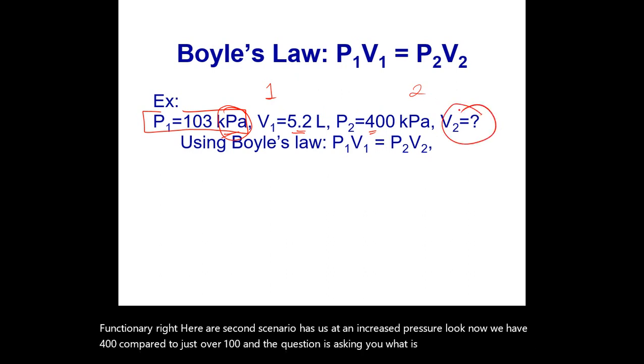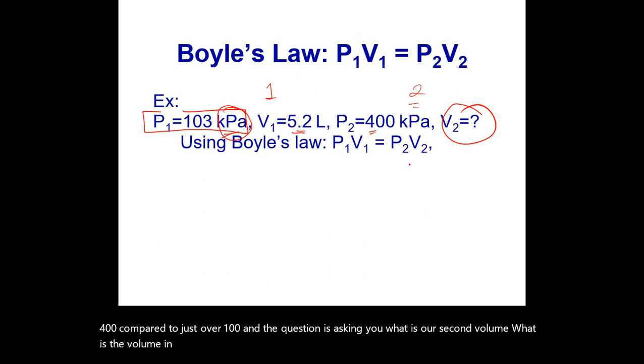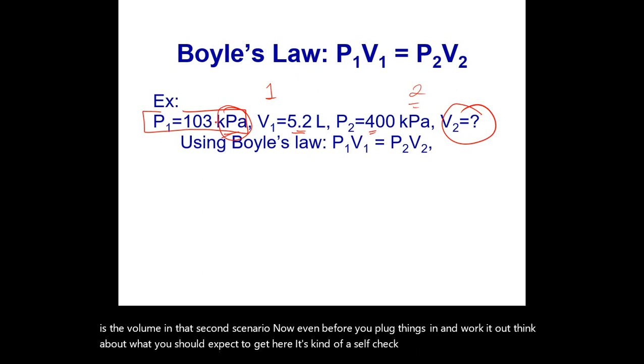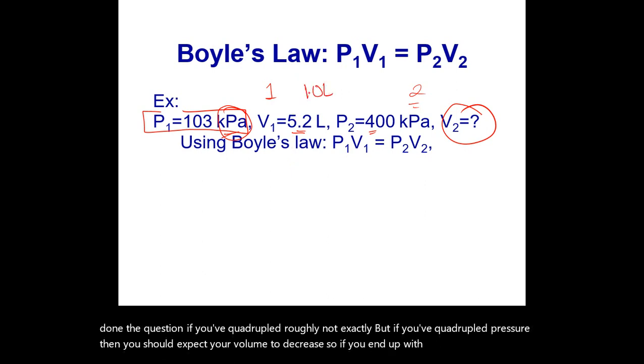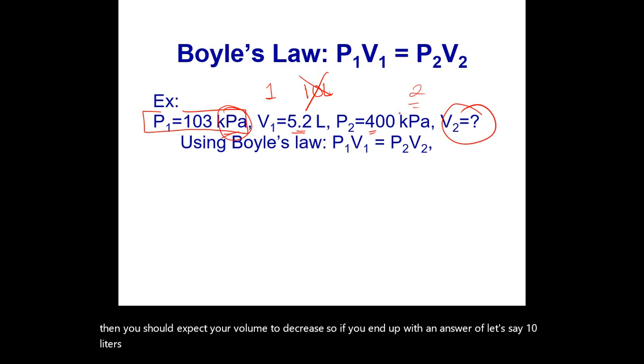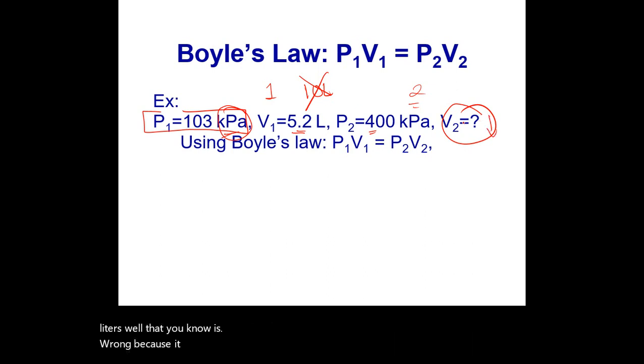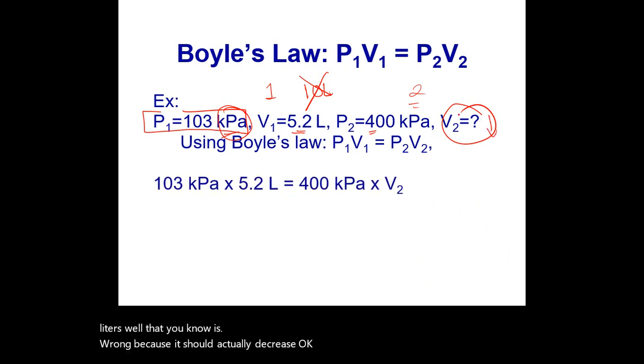What is the volume in that second scenario? Now, even before you plug things in and work it out, think about what you should expect to get here. It's kind of a self-check, if you will, even before you've done the question. If you've quadrupled, roughly, not exactly, but if you've quadrupled pressure, then you should expect your volume to decrease. So if you end up with an answer of, let's say, 10 liters, well, that you know is wrong, because it should actually decrease. Okay, so just plug things in, right?